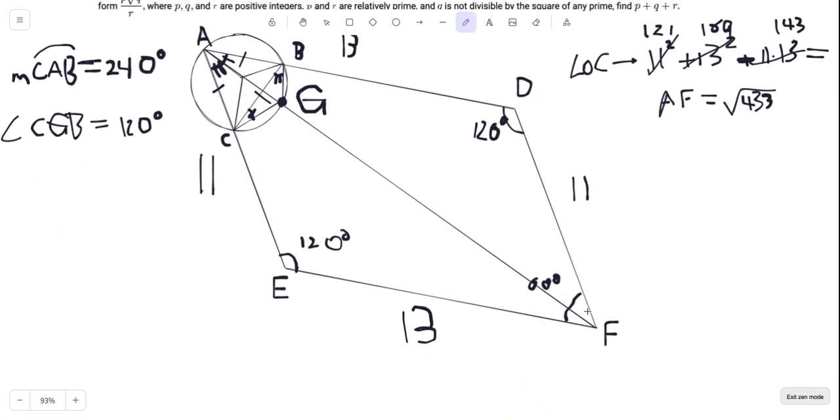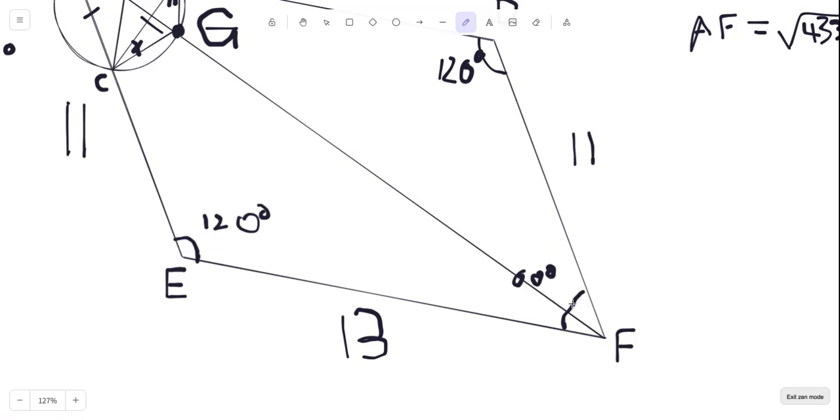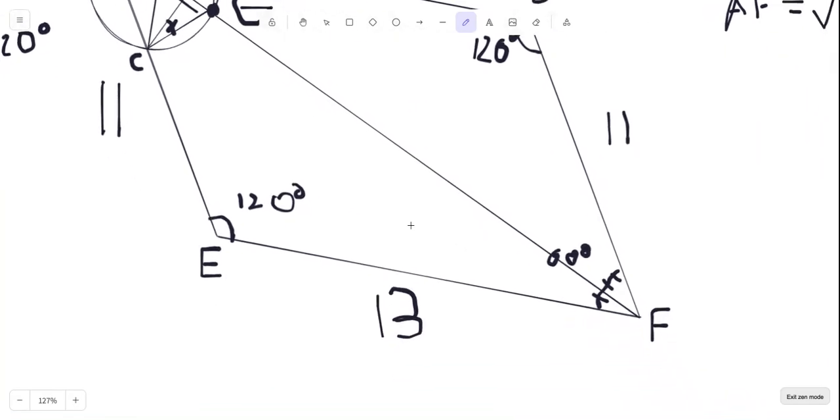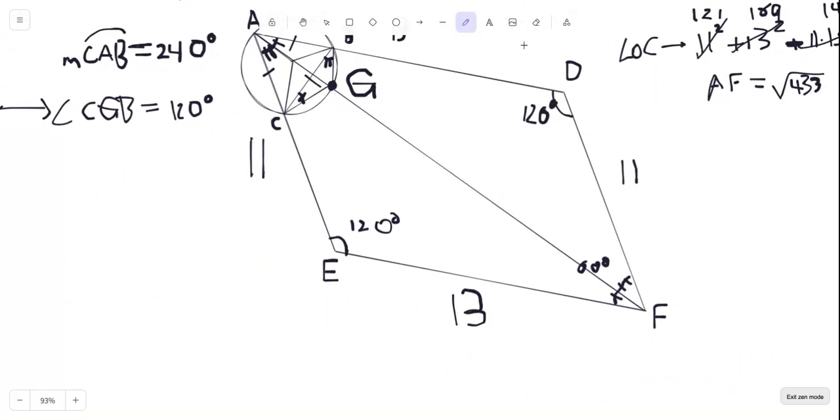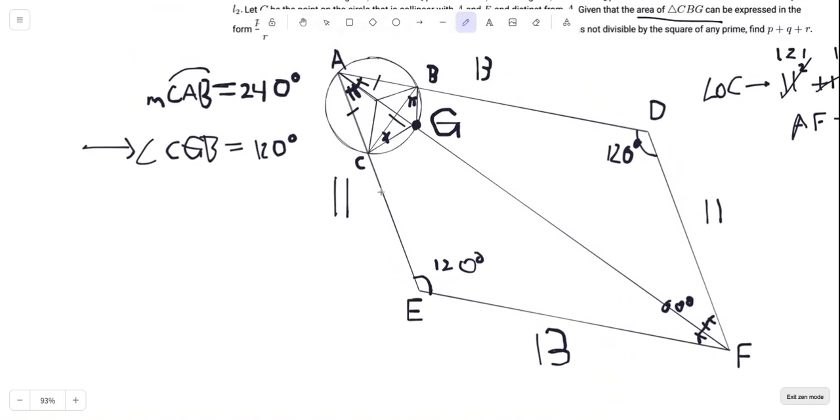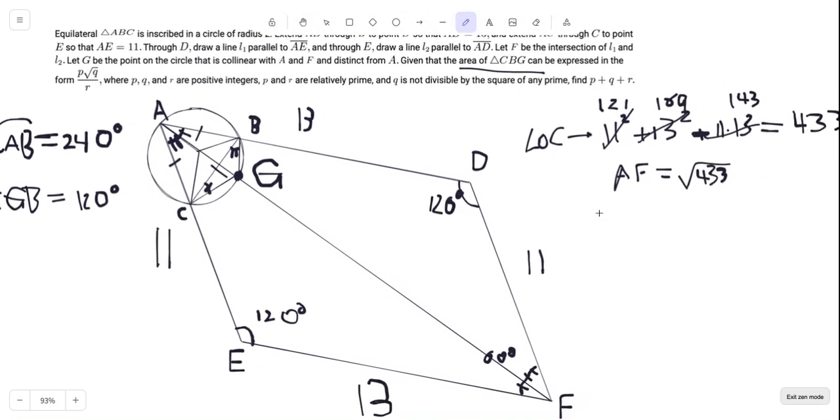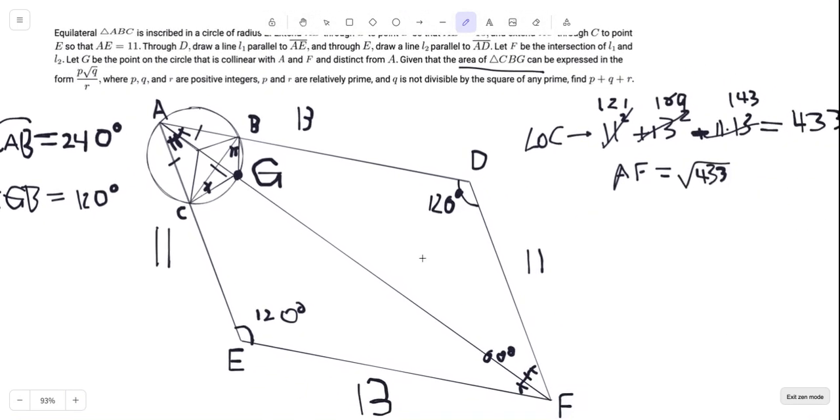We can label the angles in the parallelogram. This angle, this angle. Okay. Angle AFD is the same as angle EAF by parallel or alternate interior angles. But it's really a basic fact about parallelograms.